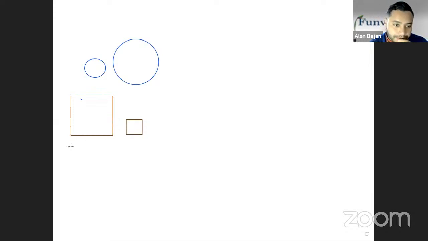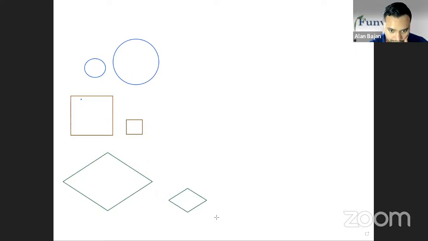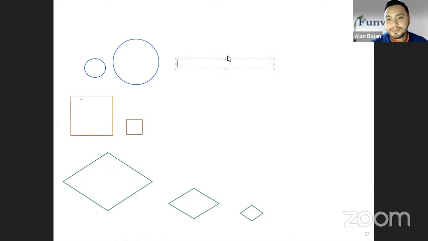And this shape is the biggest of these three. So these comparisons, we call them comparatives and superlatives in English. And we have a few rules to build these comparisons.